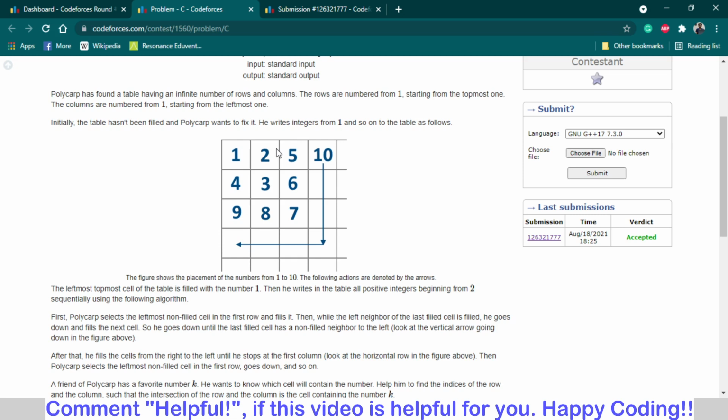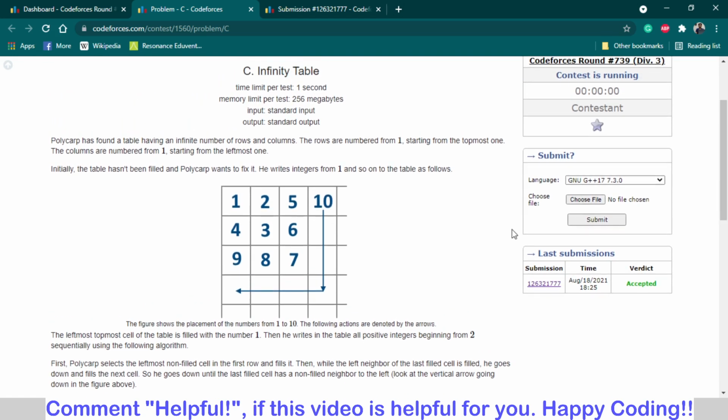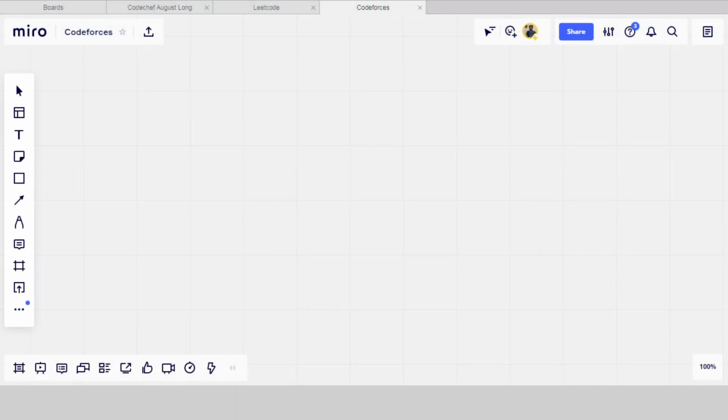So a particular number is given to us and we have to find the coordinates of the number. Meaning, in which row and which column the particular number exists. So it's not a simple, but it is a tricky question. So now we will discuss the algorithm and the logic behind the question. So let's move toward the whiteboard. So I hope now you can see my whiteboard.